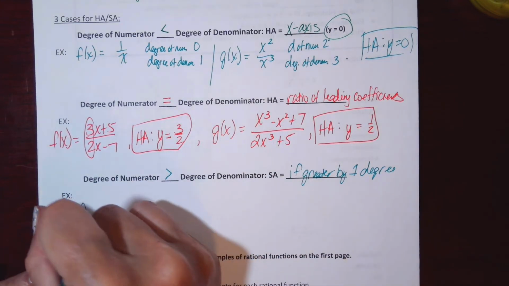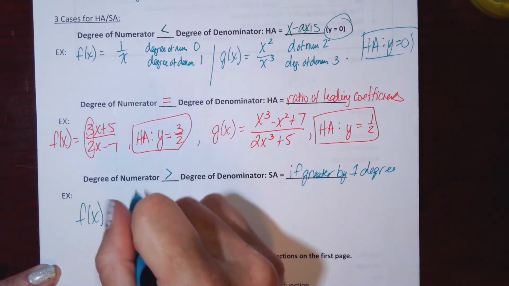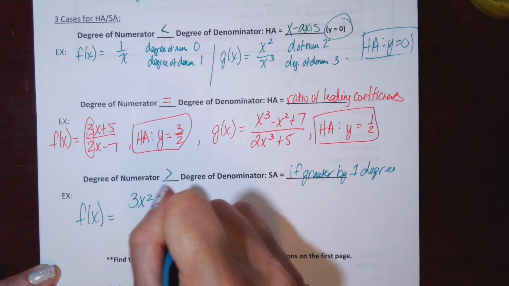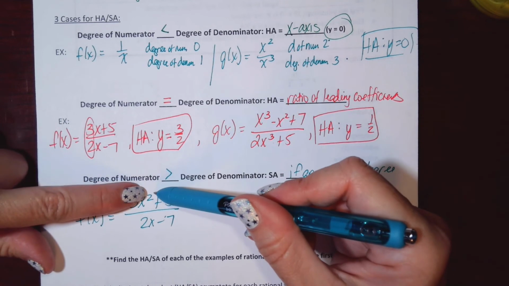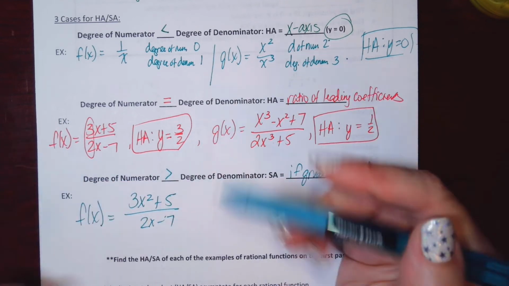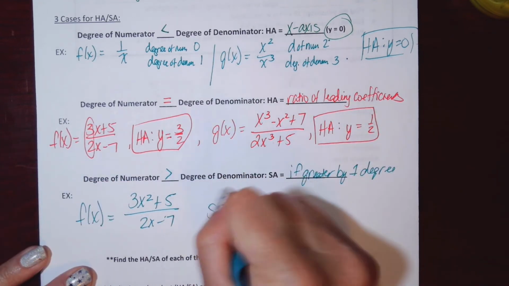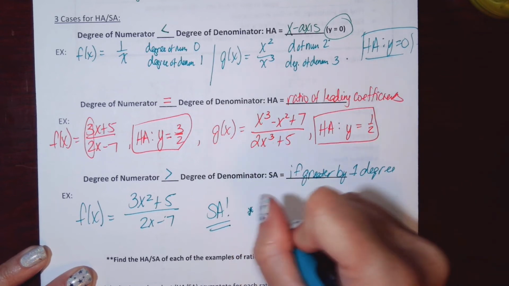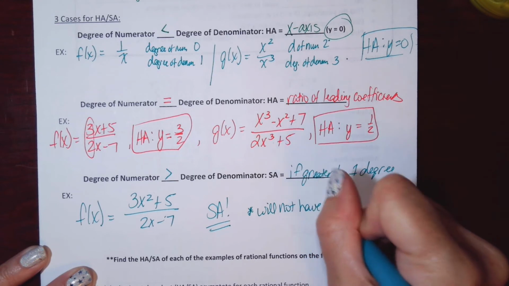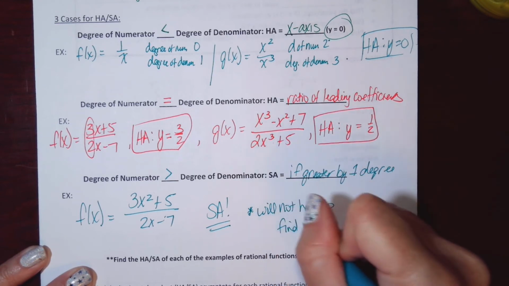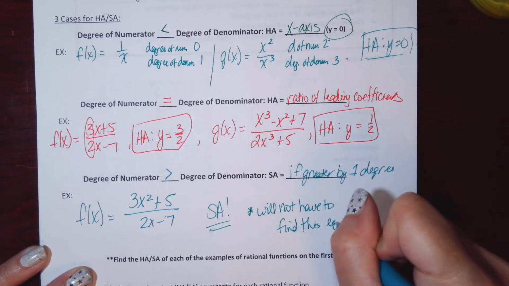So let's do an example of this. f of x equals 3x squared plus 5 over 2x minus 7. My numerator is degree 2, my denominator is degree 1, so I know I'm going to have a slant asymptote. And again, you're not going to be asked to find this equation.